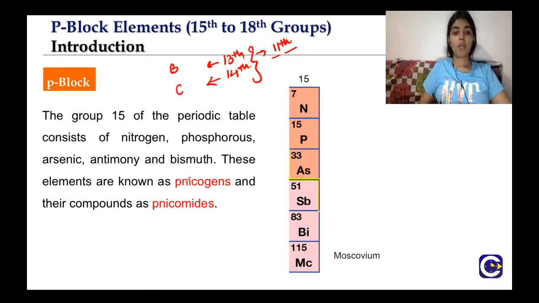These are also known as pnictogens, and their compounds are known as pnictides. So this is the general name for group 15 elements: pnictogens.